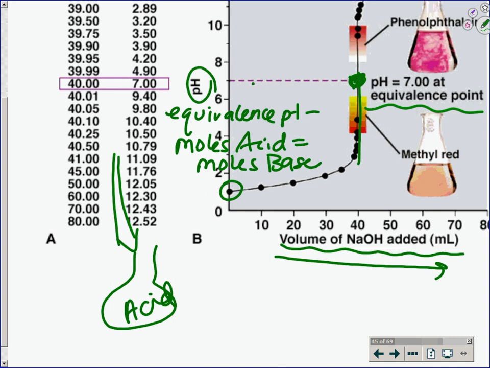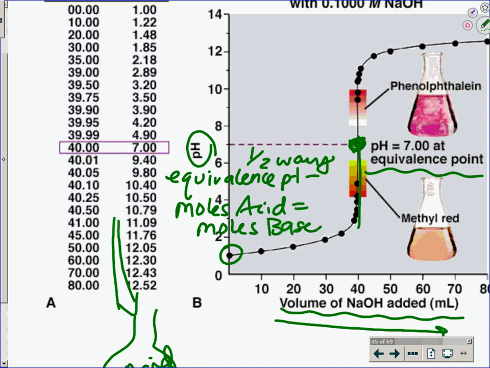And that's about halfway up this vertical section here. At this point, you can read the graph. What's the equivalence point pH? 7.